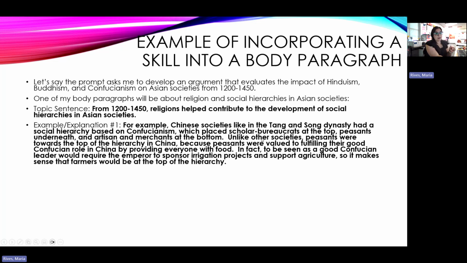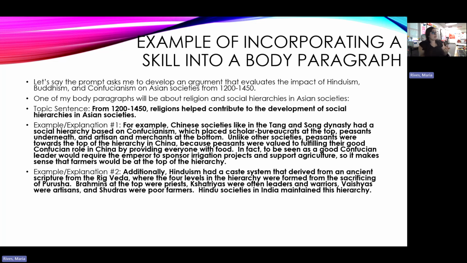So I have a little bit of comparison by saying "unlike other societies." Then I give my second example. Additionally, Hinduism has a caste system. It's derived from an ancient scripture, the Rig Veda, where the 4 levels in the hierarchy were formed from the sacrificing of Purusha. Brahmins at the top are priests, Kshatriyas are leaders and warriors, Vaishyas are artisans, Shudras are poor farmers. So I've identified the hierarchy.